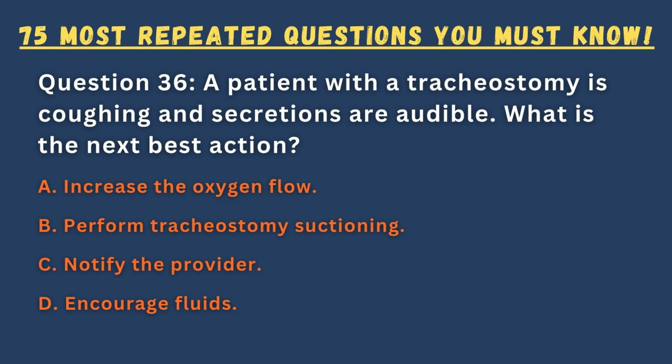Question 36. A patient with a tracheostomy is coughing and secretions are audible. What is the next best action? A. Increase the oxygen flow. B. Perform tracheostomy suctioning. C. Notify the provider. D. Encourage fluids.